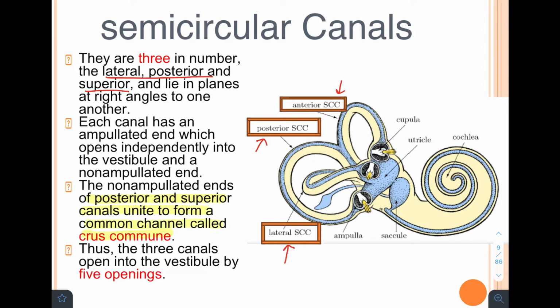You can see in the picture over here, this is the non-ampullated end of the posterior semicircular canal, and this is the non-ampullated end of the superior semicircular canal, and you can see how they join together to form a common channel known as the crus commune. Thus, this is the reason why 3 semicircular canals open into the vestibule by 5 openings instead of 6 openings. This is because 2 of the canals unite together to form the crus commune.